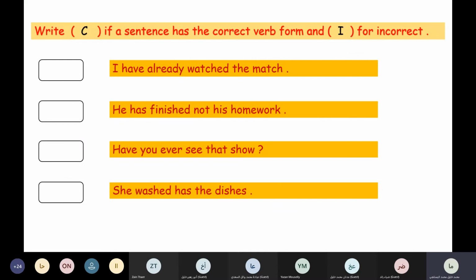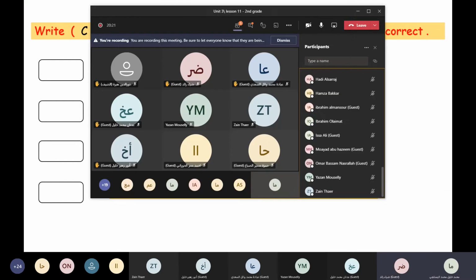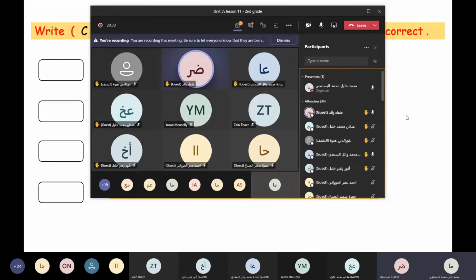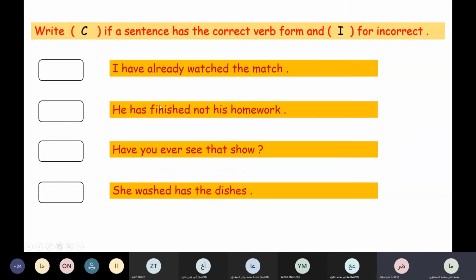Okay, here we are going to see whether the sentence is correct or incorrect according to the present perfect. Who can do the first one? Yes, Dia. Read the sentence. I have already watched the match. Yes, correct. Good.